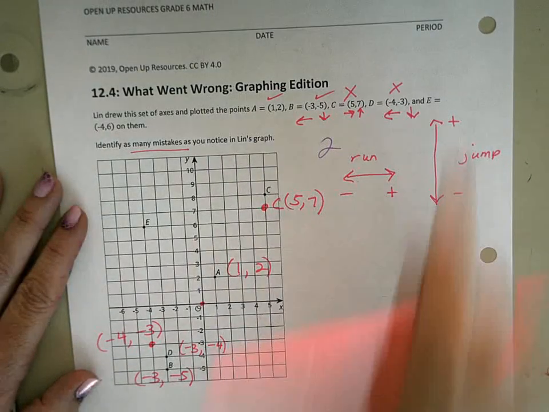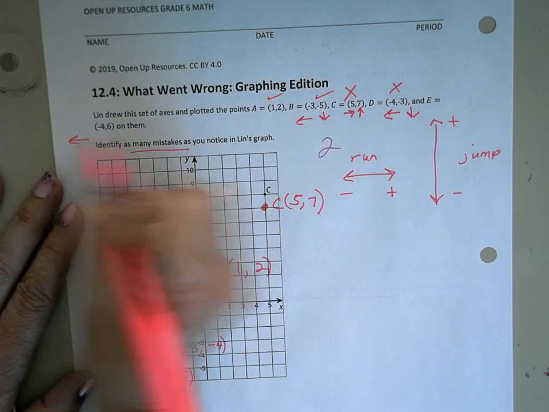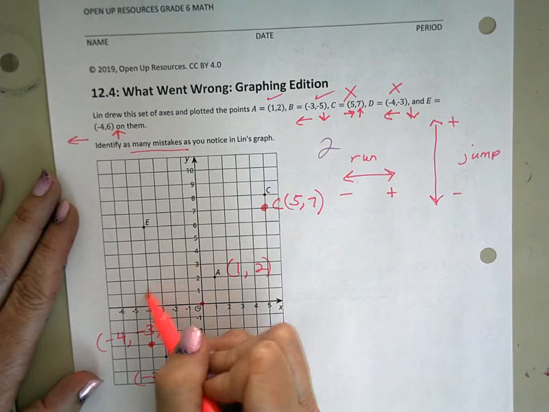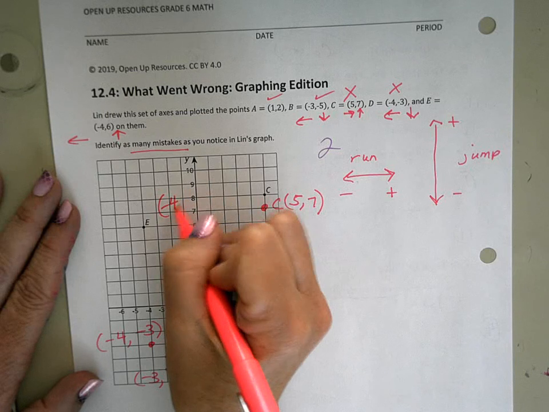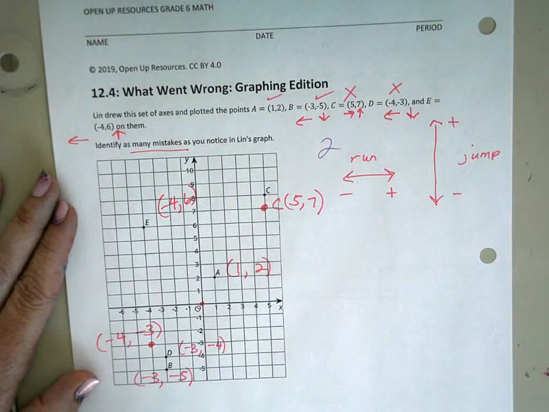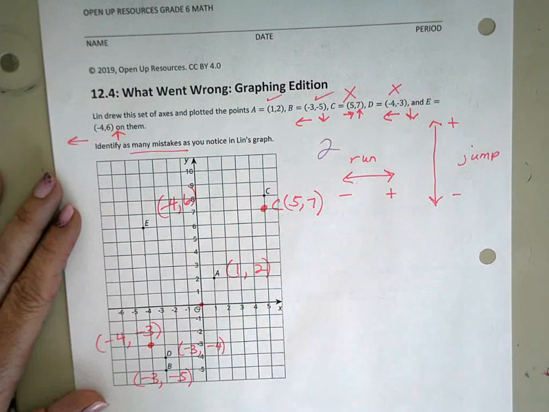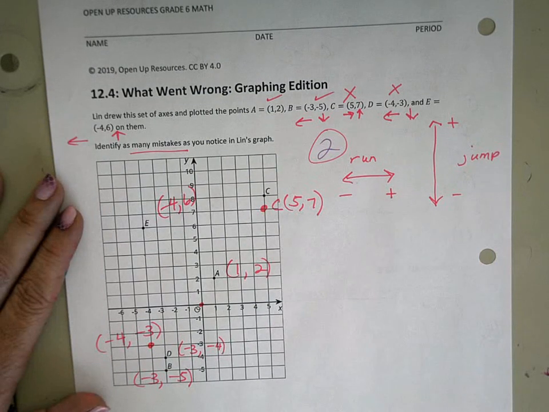And then let's look at point E. -4, +6. So 4 to the left and then up 6. 1, 2, 3, 4. 1, 2, 3, 4, 5, 6. So E is correct. All right, so I recognized my mistakes. I corrected them. I listed my other coordinates. This looks like a 2-point quality answer.